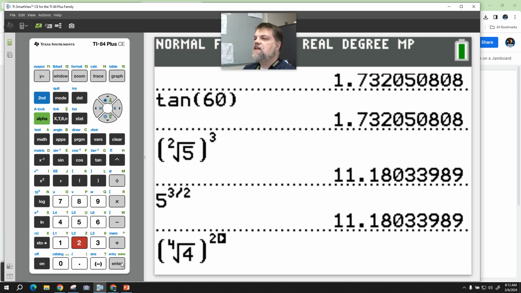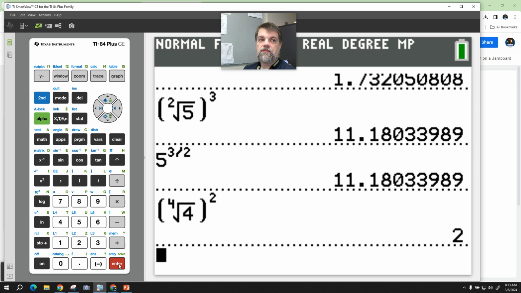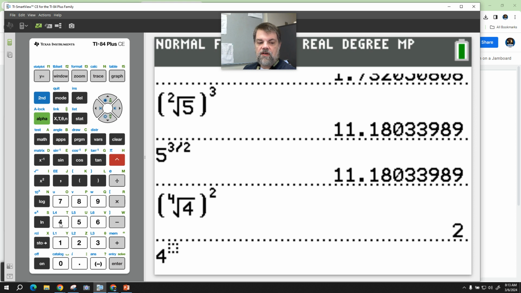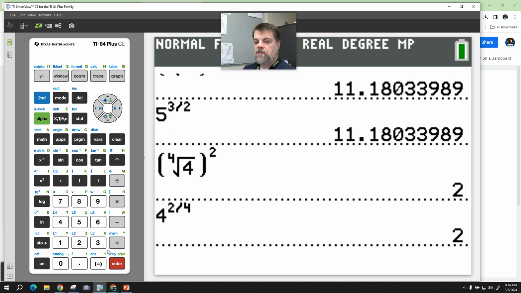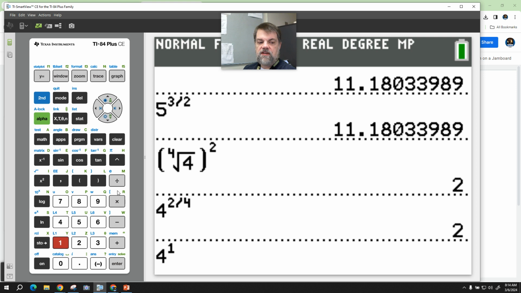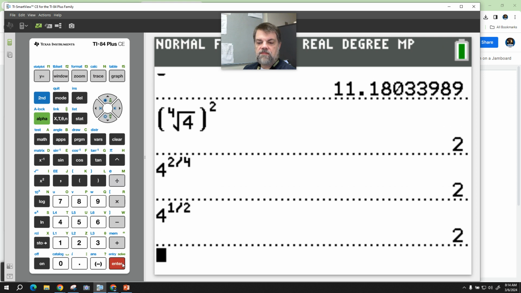By the way, what is a 1/2 power? Isn't that the same as the square root? So what's the square root of 4? 2. So now I said that that is the same as 4 raised to the 2 divided by 4. Yep. Or if I reduce the fraction, 4 raised to the 1 divided by 2.